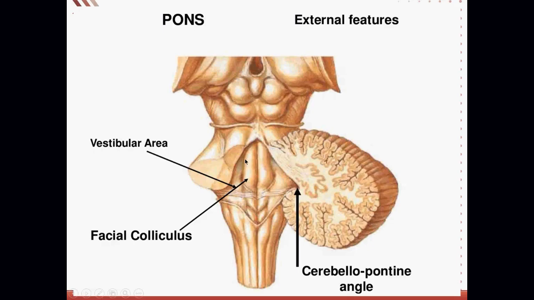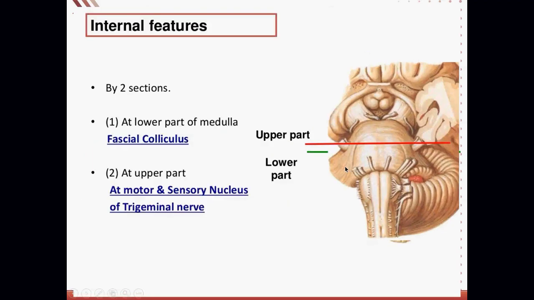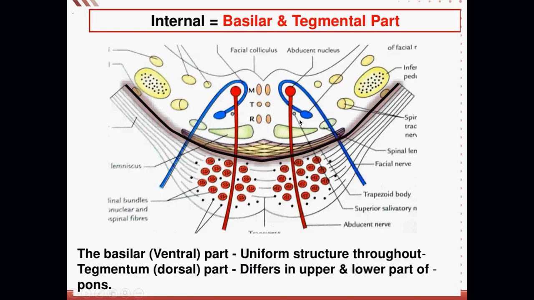Between the cerebellum and Pons there is a cavity of the fourth ventricle. Here we can see the superior cerebellar peduncle, middle cerebellar peduncle and inferior cerebellar peduncle. This is the posterior surface, this one is the anterior surface of Pons. So internal features, cross section at the level of the facial colliculus. So this one is the anterior surface and here is the posterior surface.